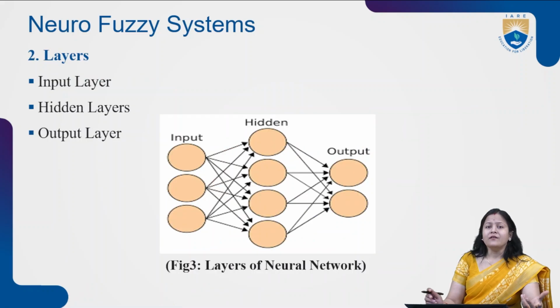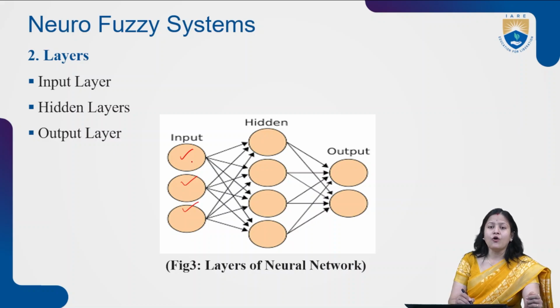Now, the second component is the layers. In our neural network, we have three layers: the input layer, the hidden layer, and the output layer. Each layer consists of a number of neurons. Each circle is called a neuron. This is one neuron, this is one neuron, this is one neuron. Similarly, the hidden layer also consists of various neurons, and so does the output layer.